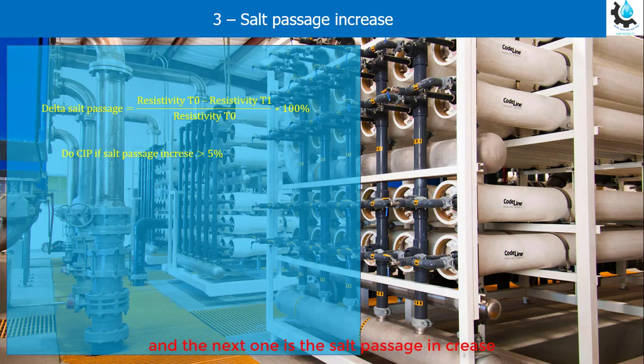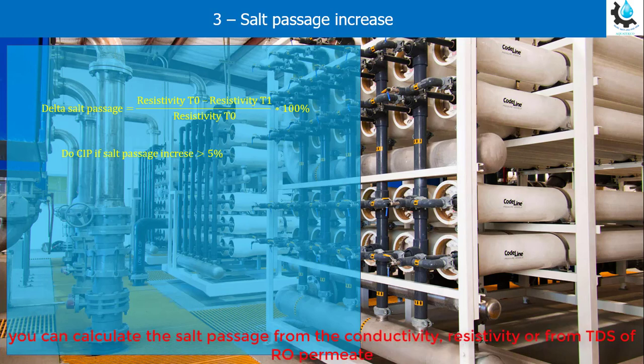And the next one is the salt passage increase. You can calculate the salt passage from the resistivity, conductivity, or TDS of the RO permeate. And if you see the delta salt passage is more than 5%, it's time for you to do the CIP for RO membrane.